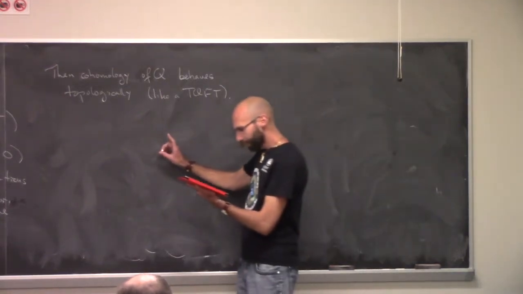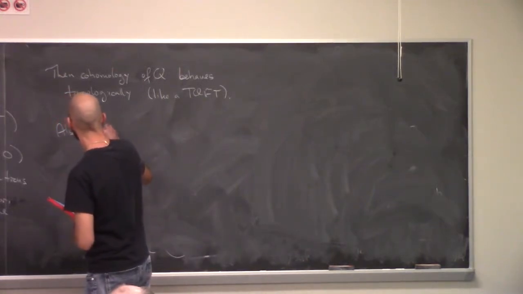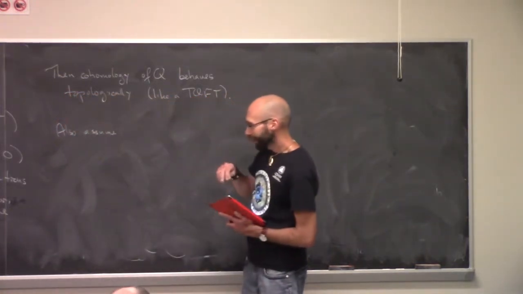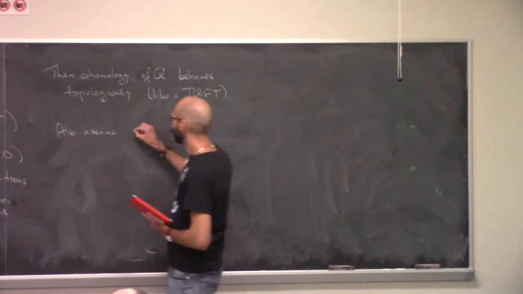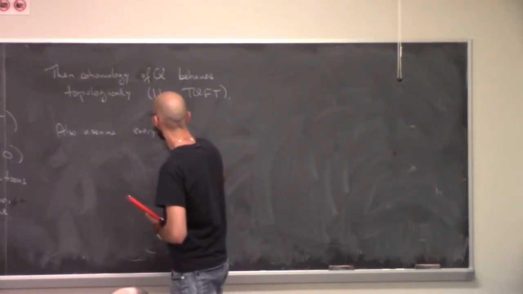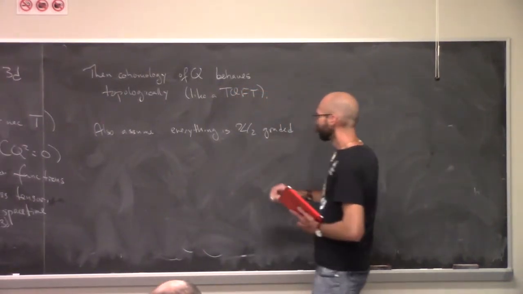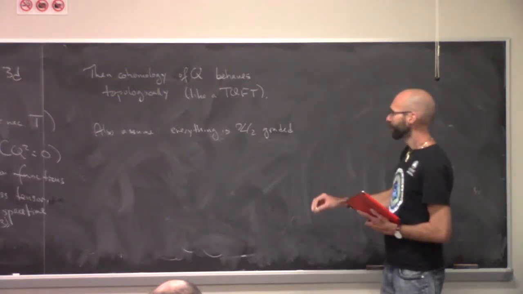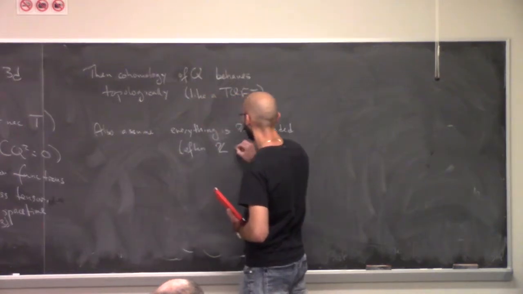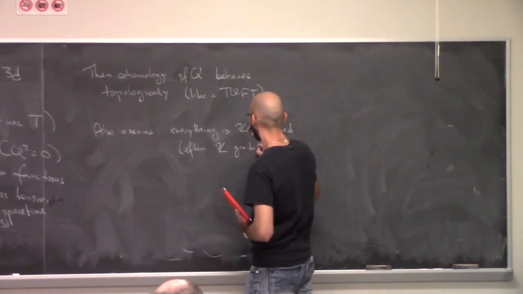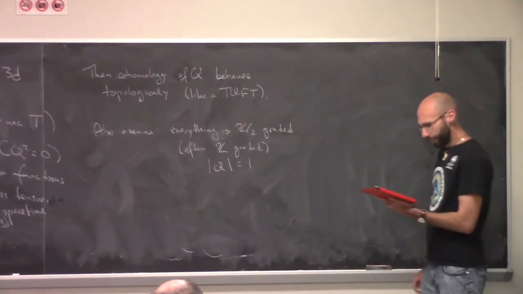Sorry, I will also assume one more thing. That everything in sight, by which I mean algebras, categories, and so on, are at least Z mod 2 graded. Which physically comes from a notion of fermion number, and often things will be Z graded, such that Q has degree 1.